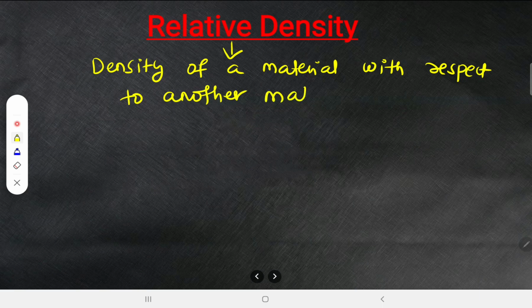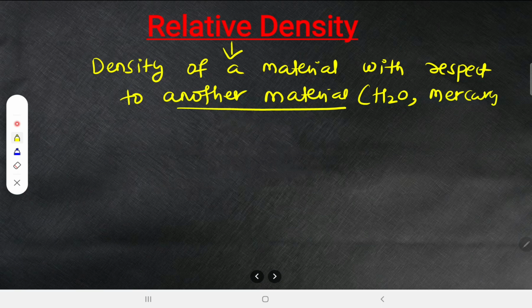So what is that another material? That another material can be water, or it can be mercury, or it can be anything else. Usually we take liquids here. So that is just an example I have given you. So the density of a material, by comparing it with another material, what comes out is known as relative density.